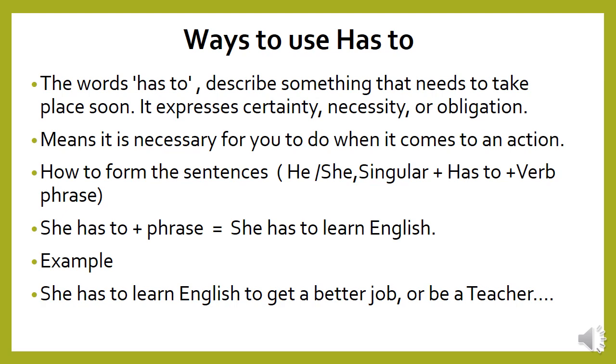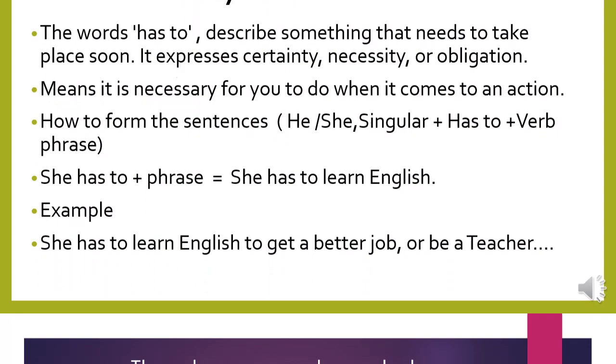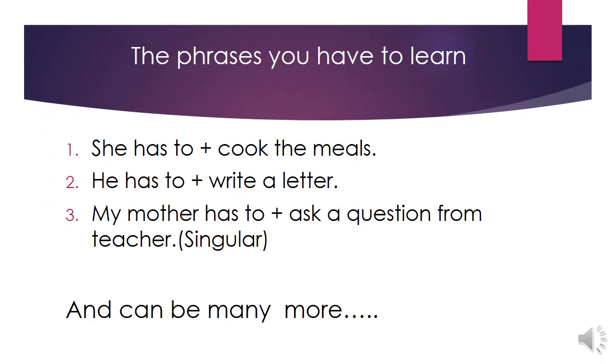She has to learn English. She has to learn English to get a better job, or you can say she has to learn English to be a teacher. The phrases you have to learn: she has to cook the meals. He has to write a letter. My mother, here is singular, my mother. My mother has to ask a question from teacher. You can use many sentences, but here we are going to teach you a few of the phrases. Let's get started.